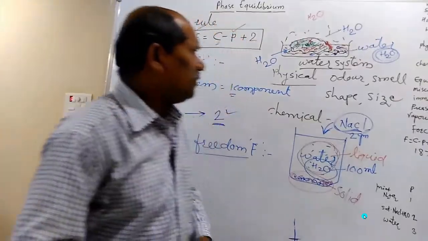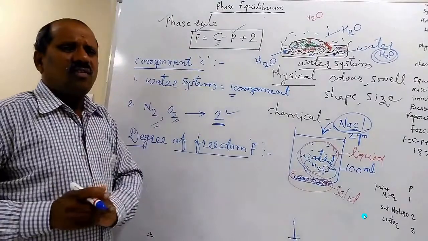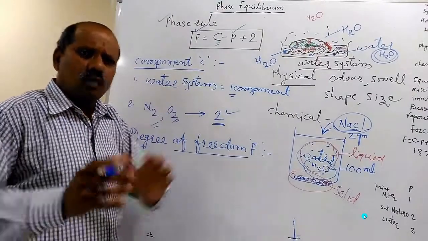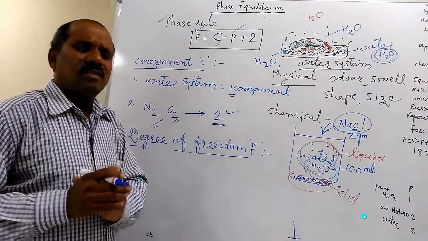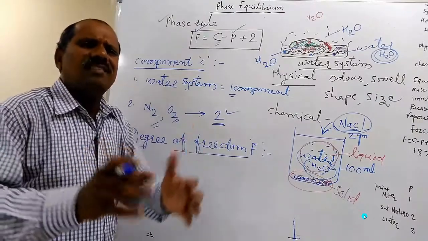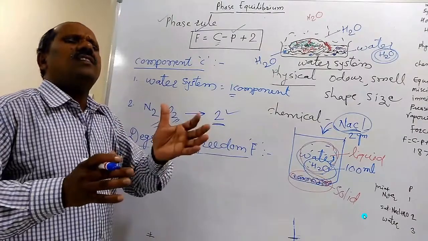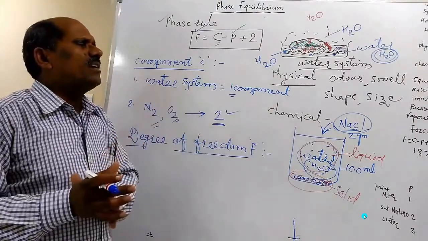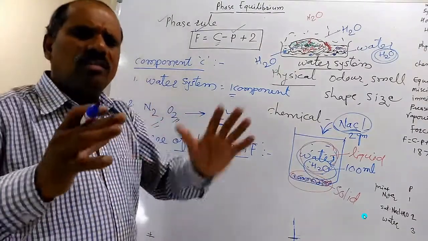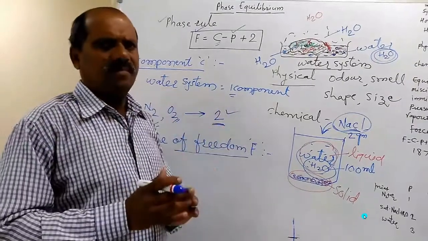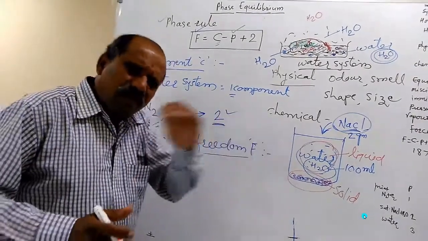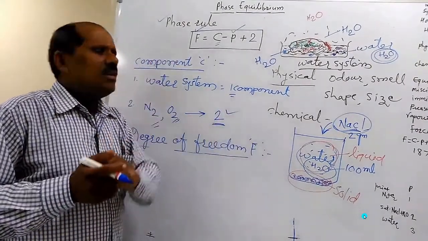Degree of freedom means what? The least number of variable factors which are necessary to specify, so that the other variable factors are automatically fixed, and we can define, study, or explain the whole system completely. That least number of variable factors is nothing but the degree of freedom.